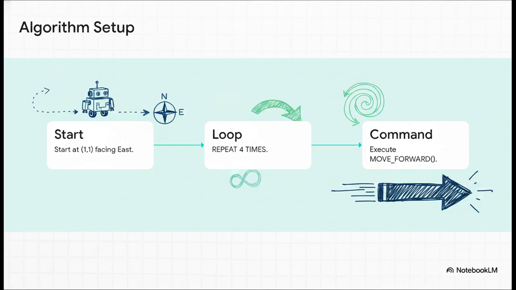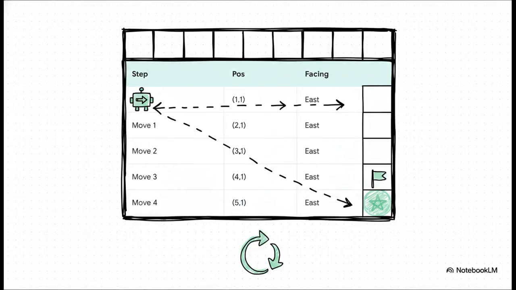Step 3. Inside that loop, we just have a single action, execute move forward. I want you to take a brief mental pause here. Can you predict the final position?